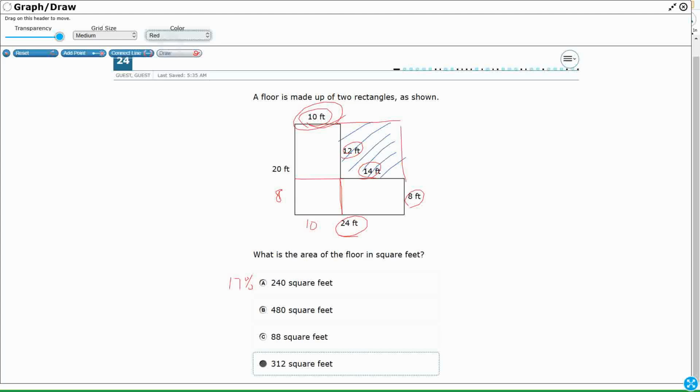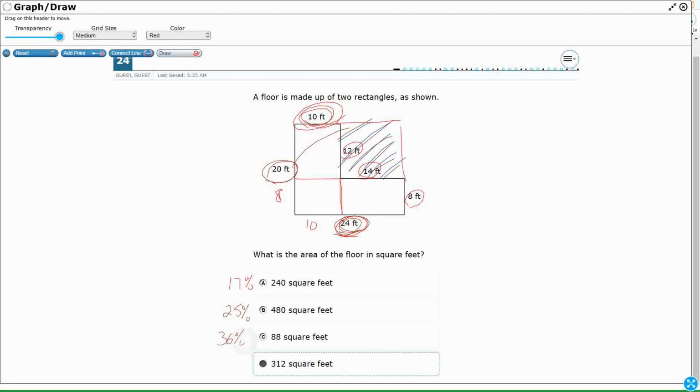All right, so for B, we've got 480, right? So we've got 25% doing this. And this is the 24 times the 20. So they knew they had to multiply the 24 by something. So this is 24 by 10. This 24 by 20, that's the one that would include this blue part right here because they just took those two numbers. 88. We had 36% of our students choose this.